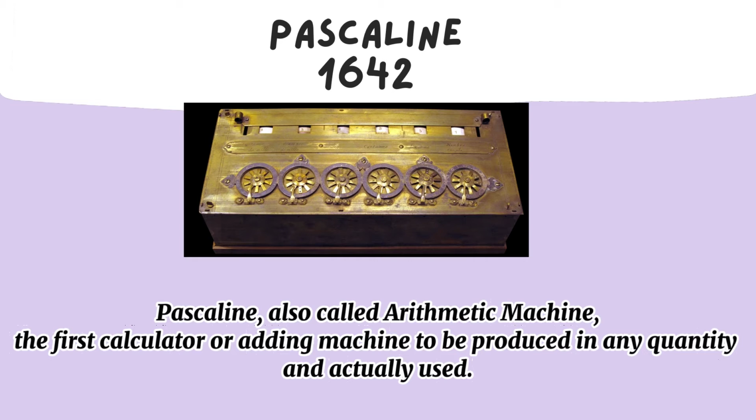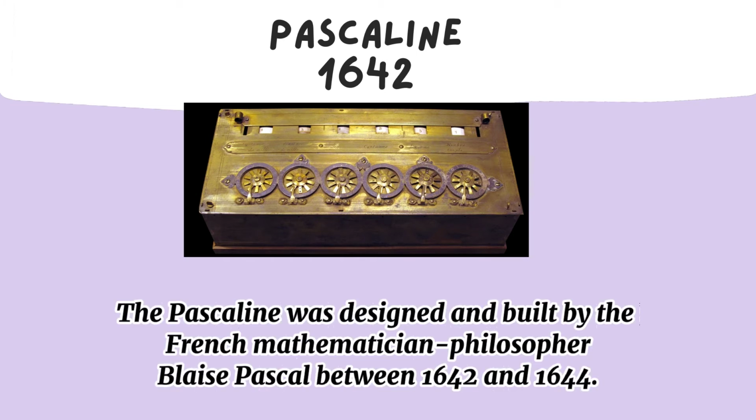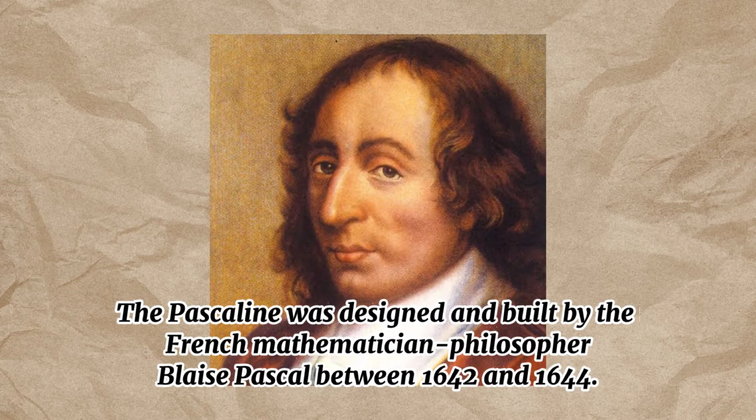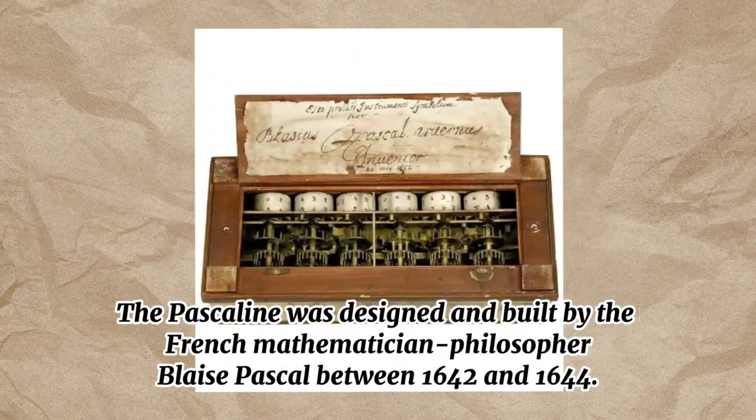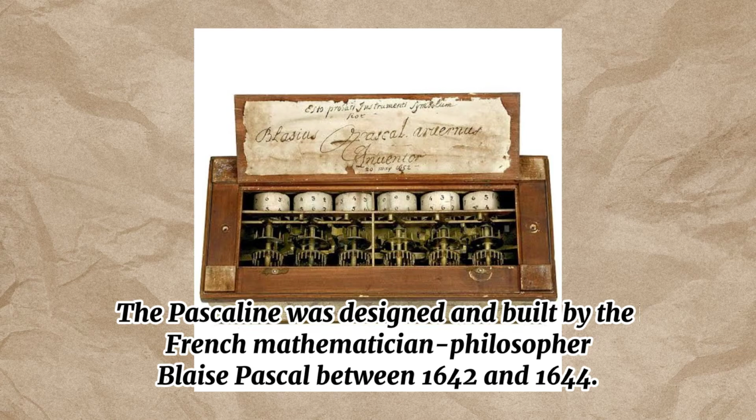The Pascaline, also called the arithmetic machine, was the first calculator or adding machine to be produced in any quantity and actually used. The Pascaline was designed and built by the French mathematician-philosopher Blaise Pascal between 1642 and 1644.